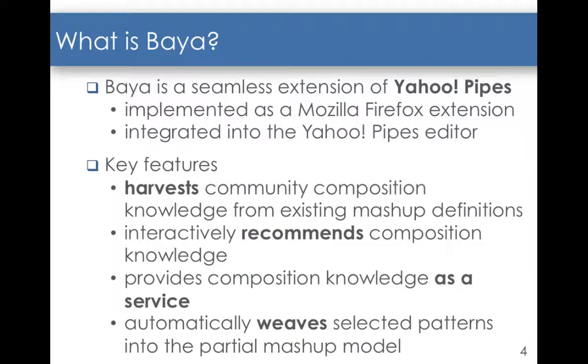The key features of our tool are: it is capable of harvesting community composition knowledge from existing mashup definitions. It interactively recommends composition knowledge, that is, it assists users while they are building their compositions. It provides the composition knowledge as a service. The tool automatically weaves the selected development recommendation into the user's composition. Let's see now how Baya works in practice.